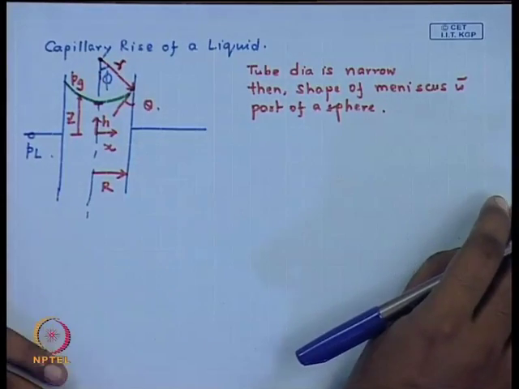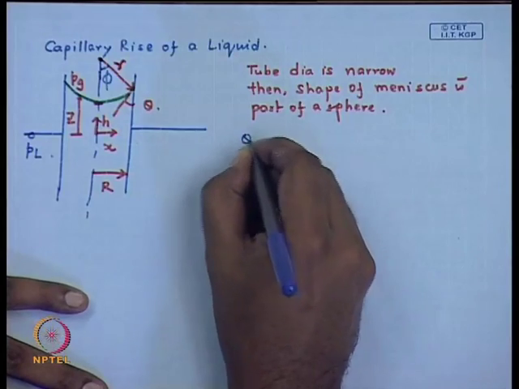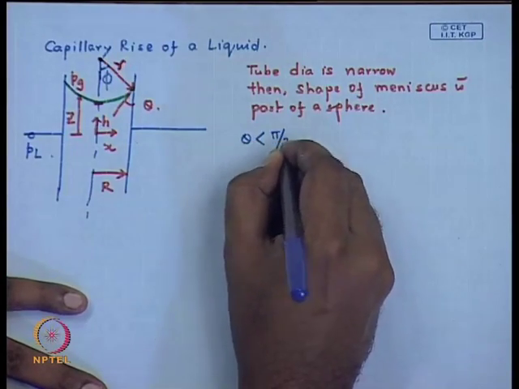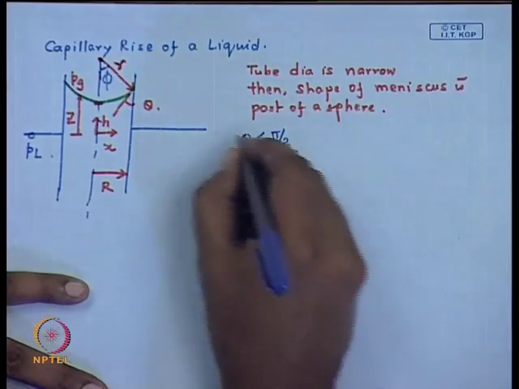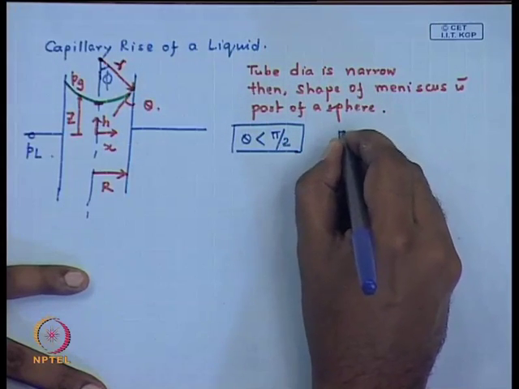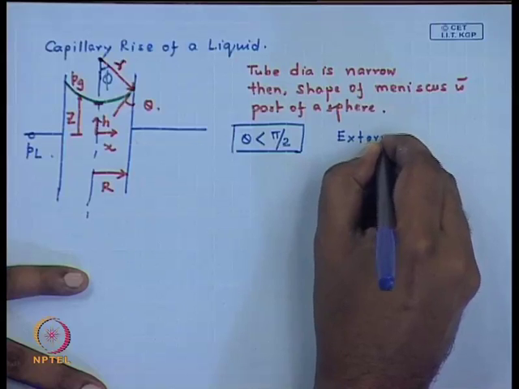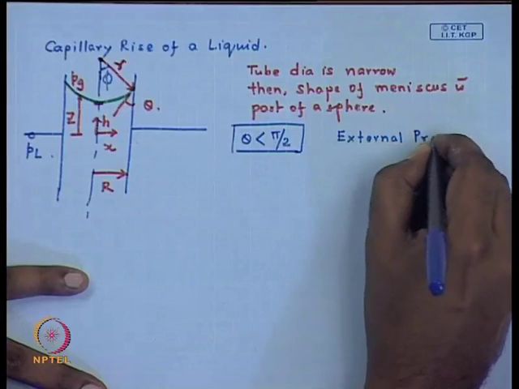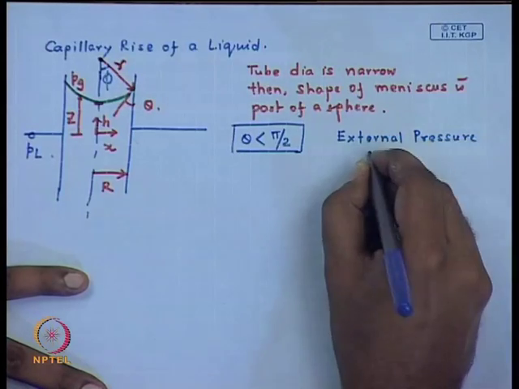Now, we have to assume, or we know, that in order to have a capillary rise, theta has to be less than pi by 2, and we also regard that the external pressure is constant.